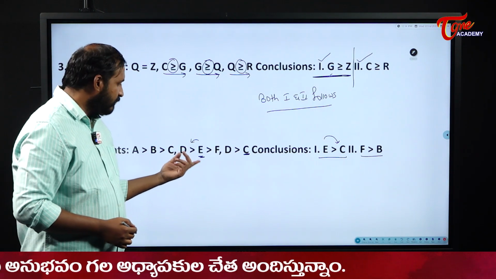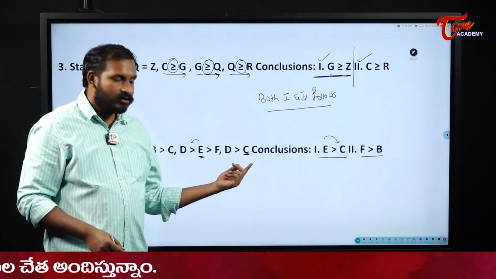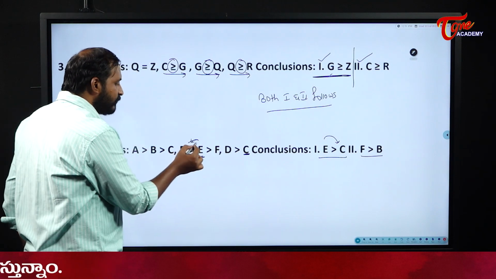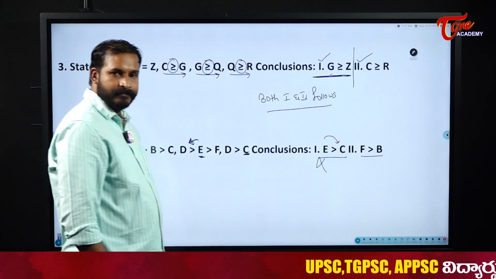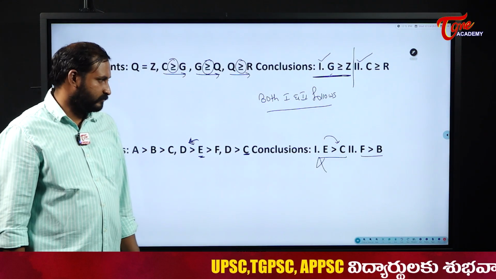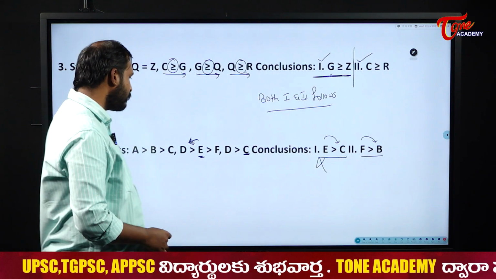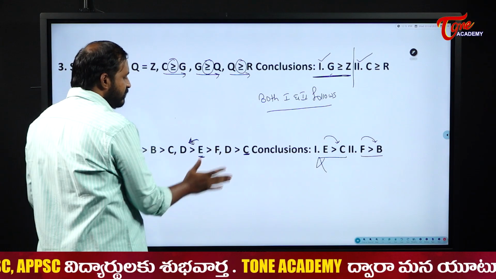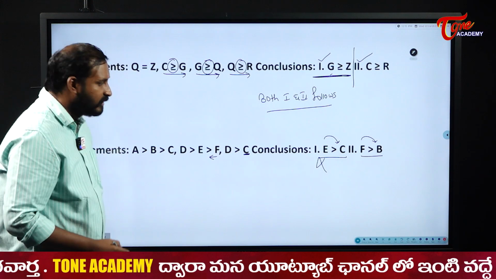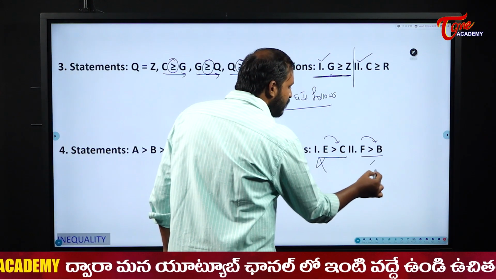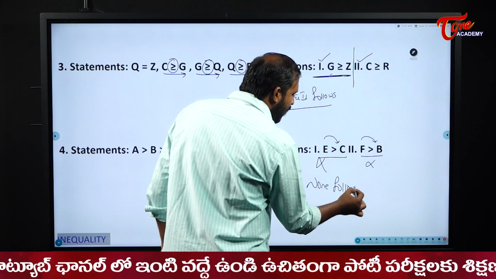No. Even if I go towards F, is there any relation between F and C? No, right? So because of that reason, I cannot travel from E to C. So my first conclusion is false, or it will not follow. Next one: I should travel from F to B. See here, students. Can I travel from F to E here? This is a closed gate, right? So this one is also false. So here none follows.